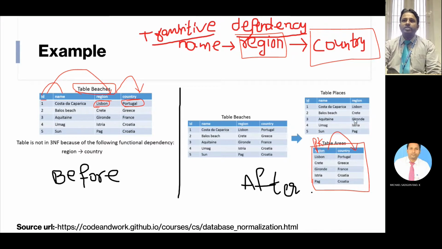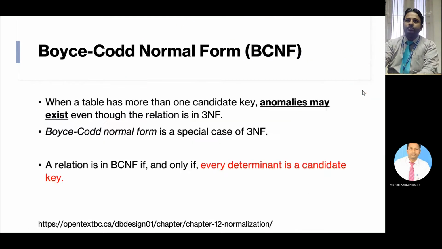The leftover things are placed inside the existing table. That's nothing but ID as it is, the primary key, and name as it is, and region is placed. Now there will be a link between this table and this table. Which region, which country is it? We have to look into this table and get that particular thing. So the point here is that transitive dependency is identified and eliminated in third normal form. Now these two tables are in third normal form.